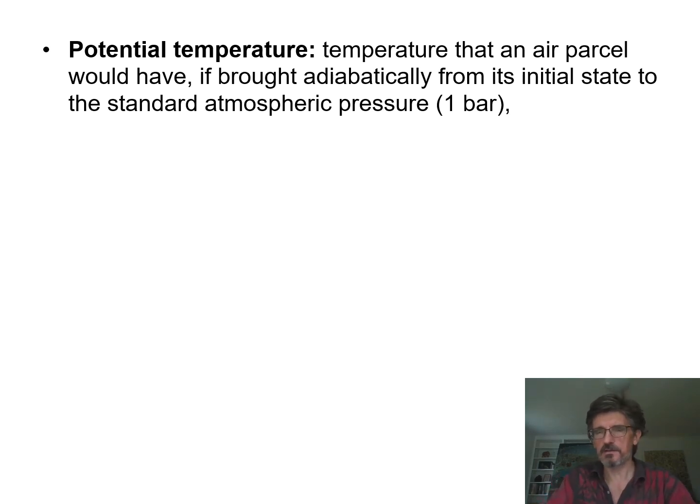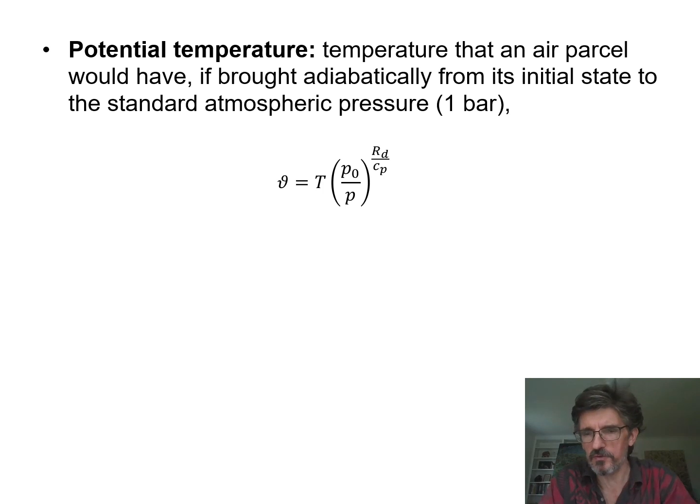So if that happens, then the new temperature is given by this thermodynamic equation, where the potential temperature theta is the actual temperature of the parcel that you had at the beginning, P is the original pressure from which you started, P naught is the standard atmospheric pressure, 1 bar, and this exponent is R, the ideal gas constant for dry air, over Cp, the heat capacity at constant pressure. So this is the new temperature that you'll get at the end.